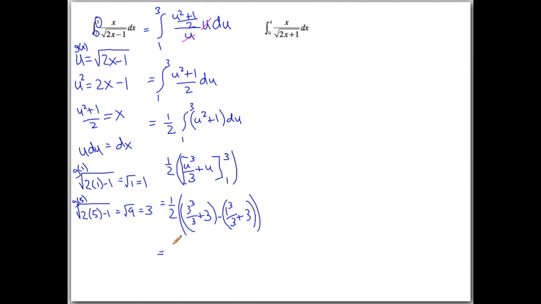Okay, and when we evaluate this here, let's see, 3 cubed, 27 over 3, which is 9, plus 3 is 12. And then here's 1/3 plus 3, which is 4/3. And all in all, we end up with 16/3 here.